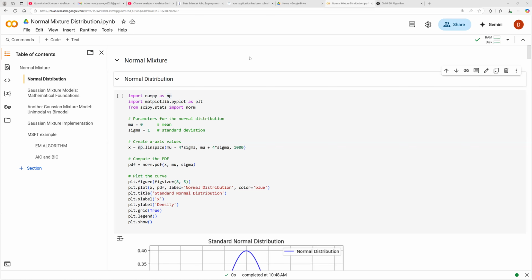Hello, welcome. Today I'm going to be talking about something called the normal mixture distribution. Now, this distribution is used in domains like finance, clustering, and machine learning. So I'm going to be giving a quick discussion about this particular topic.